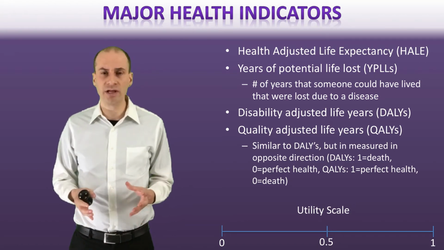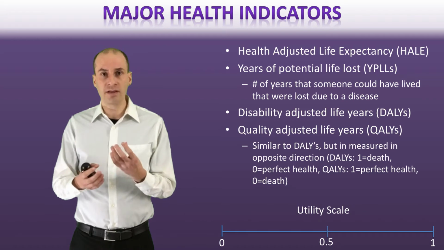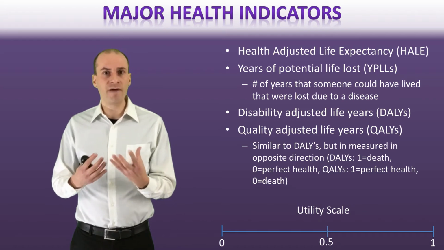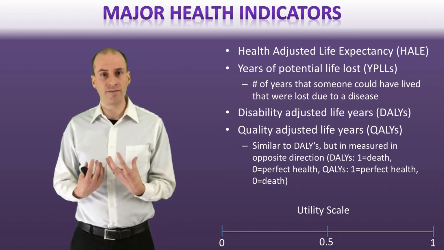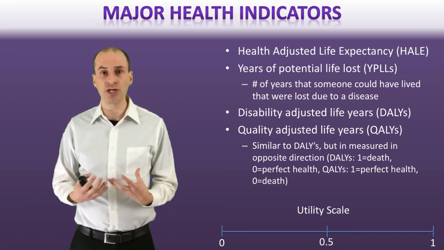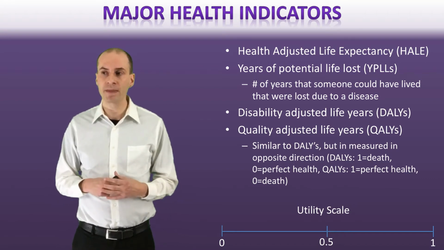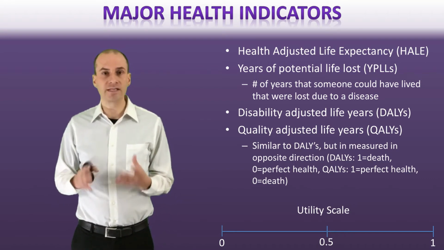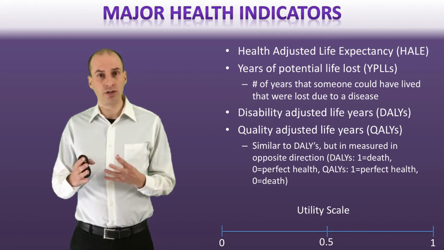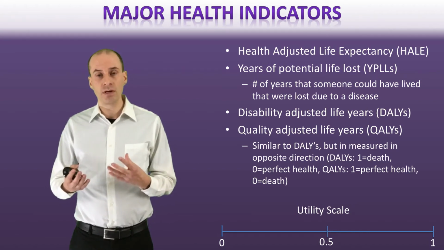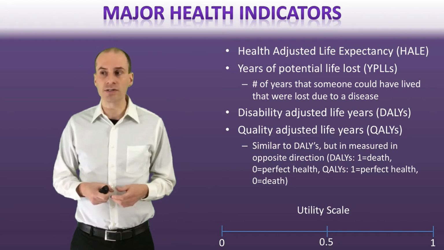That's done at a population level, where they adjust life expectancy based upon the value or the impact of disability on a population during that period of time. Okay. Then we have years of potential life loss. That's a measure of how much life you might lose if a disease occurs.